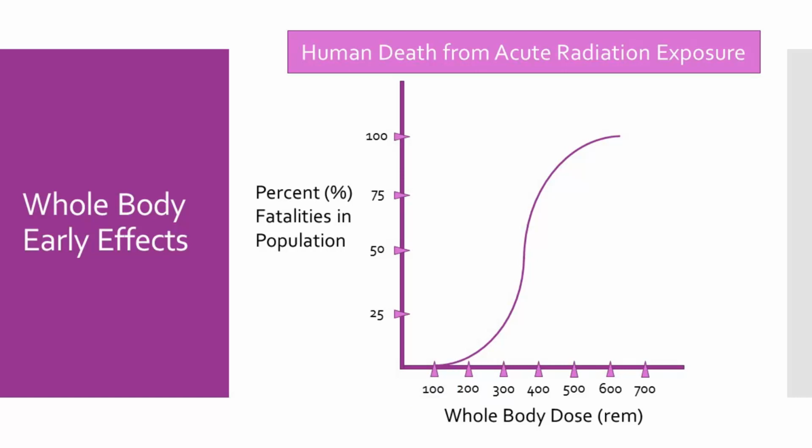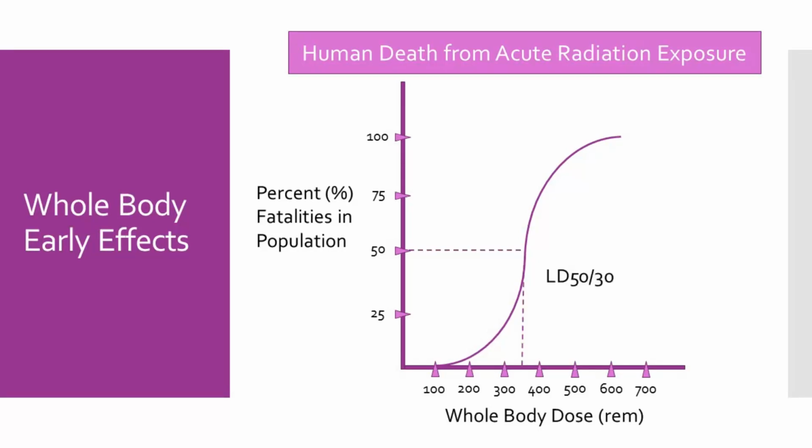As stated earlier, this would be the weakest individuals of that population. As the dose increases, we see a response in the population with an increased percentage dying as a result of the radiation exposure. As the dose reaches 600 to 700 rem, 100% of the population will perish as a result of the amount of exposure.